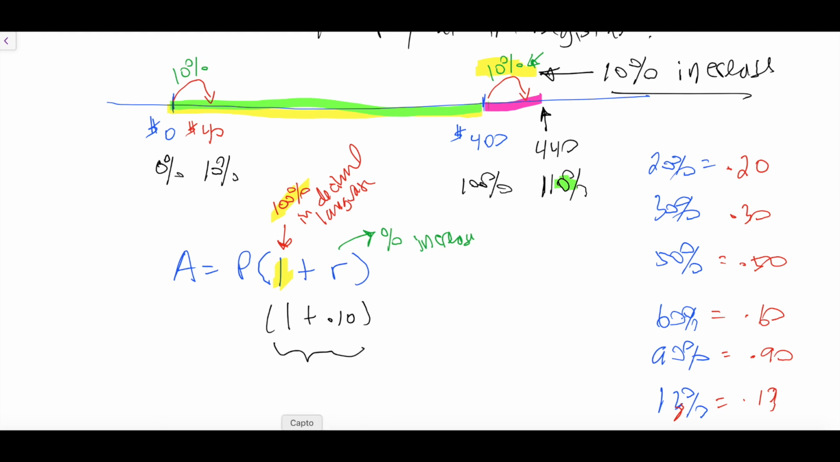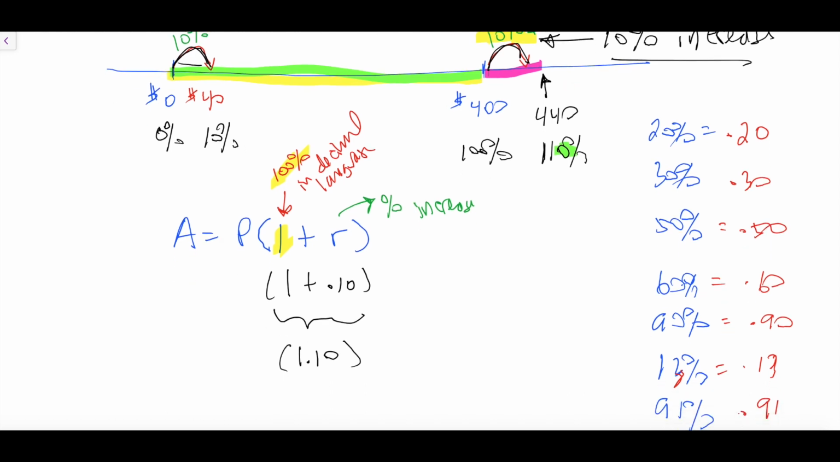1.10. And what is 1.10 in percent language? 110%, which says I'm not going to do it in two steps. Instead, I'm going to do it in one, which is just the same thing as adding the increase onto the original. Make sense?